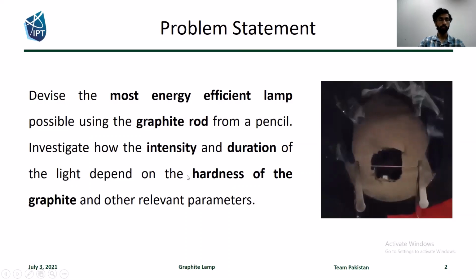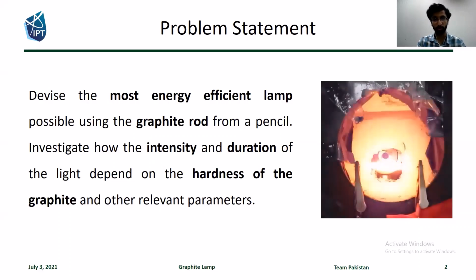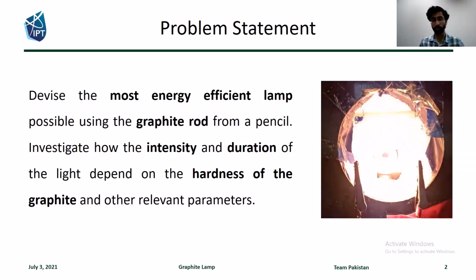Now, if we start with the problem statement, I will just turn on this video here. We have to devise the most energy efficient lamp possible using the graphite rod from a pencil. Investigate how the intensity and duration of the light depends on the hardness of the graphite and other relevant parameters. The other relevant parameters that we will be considering will be length, distance, and resistance.